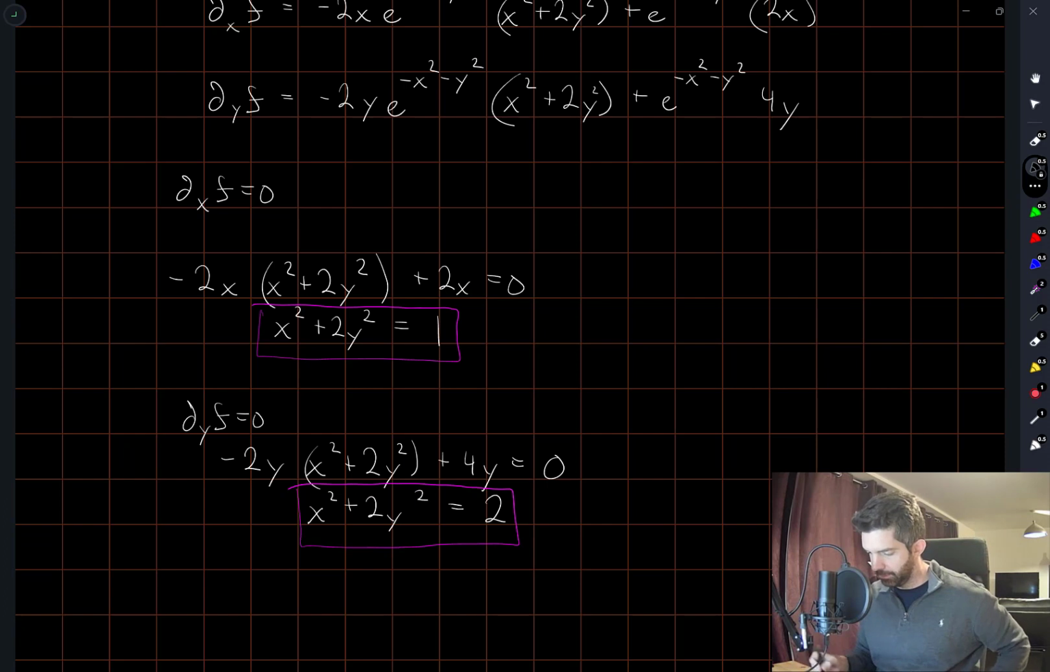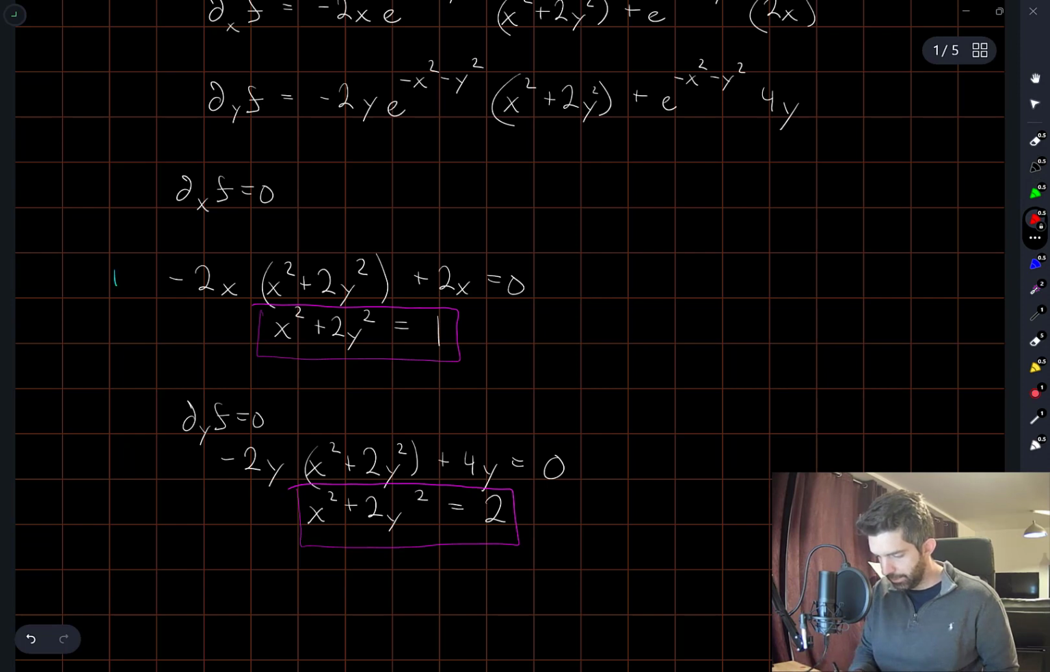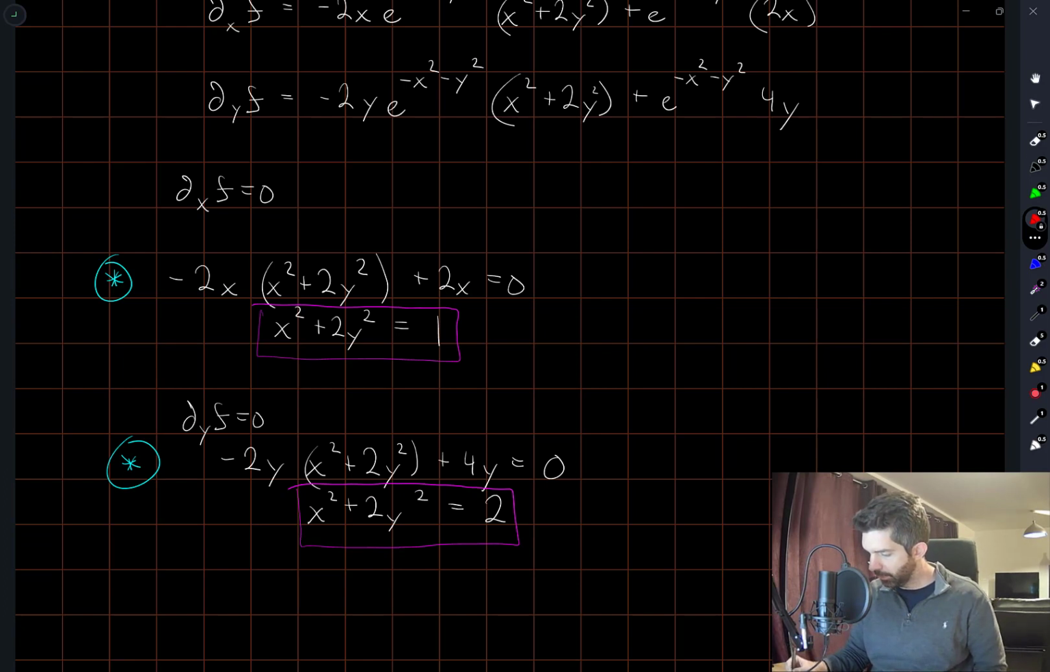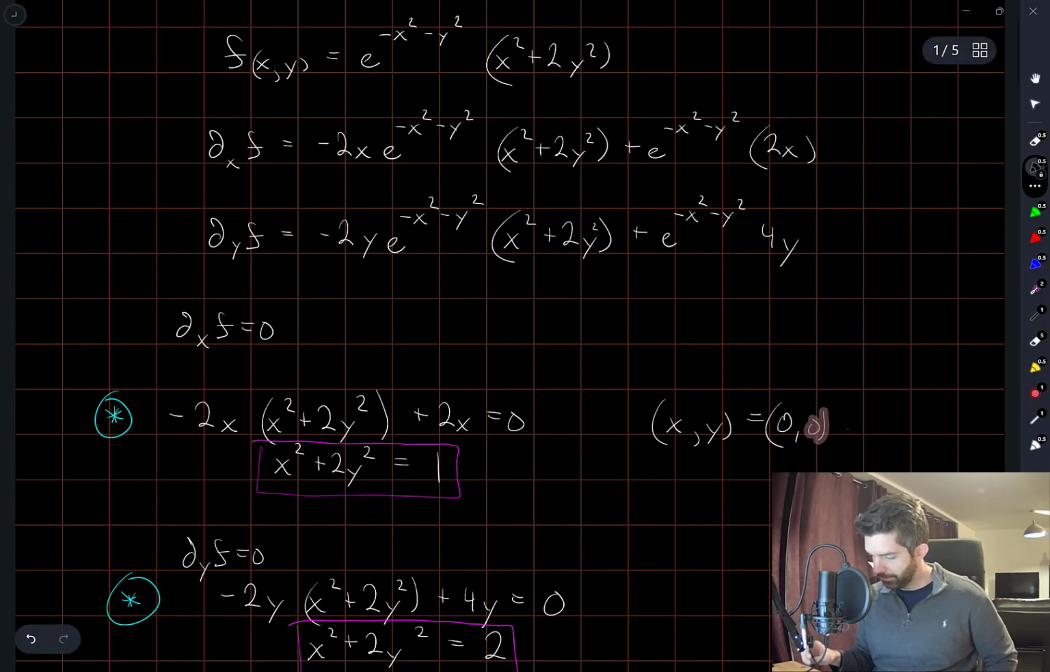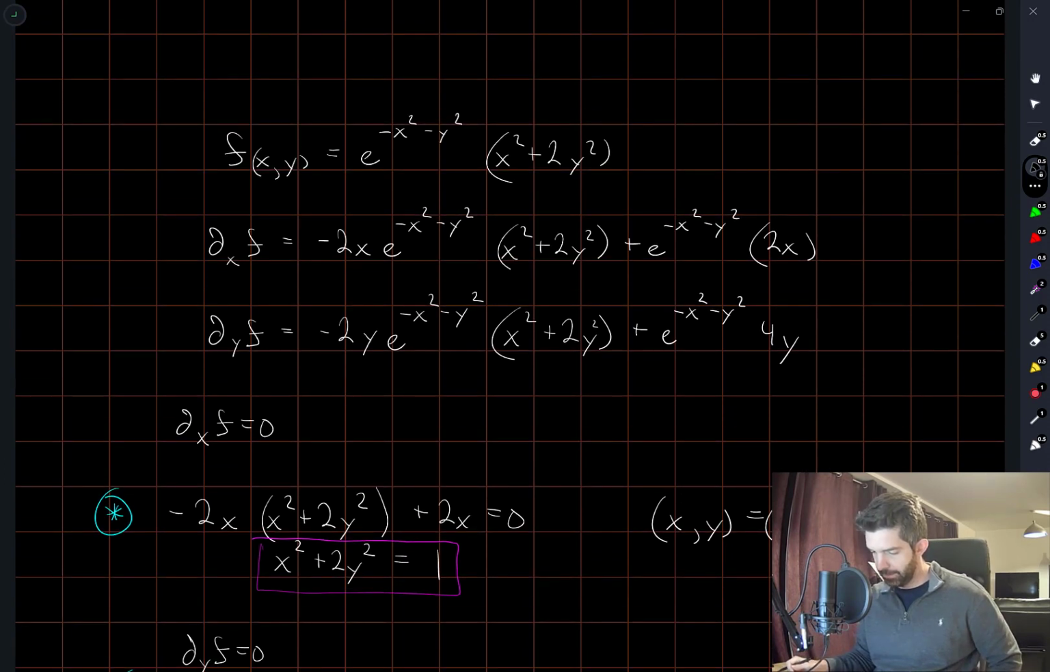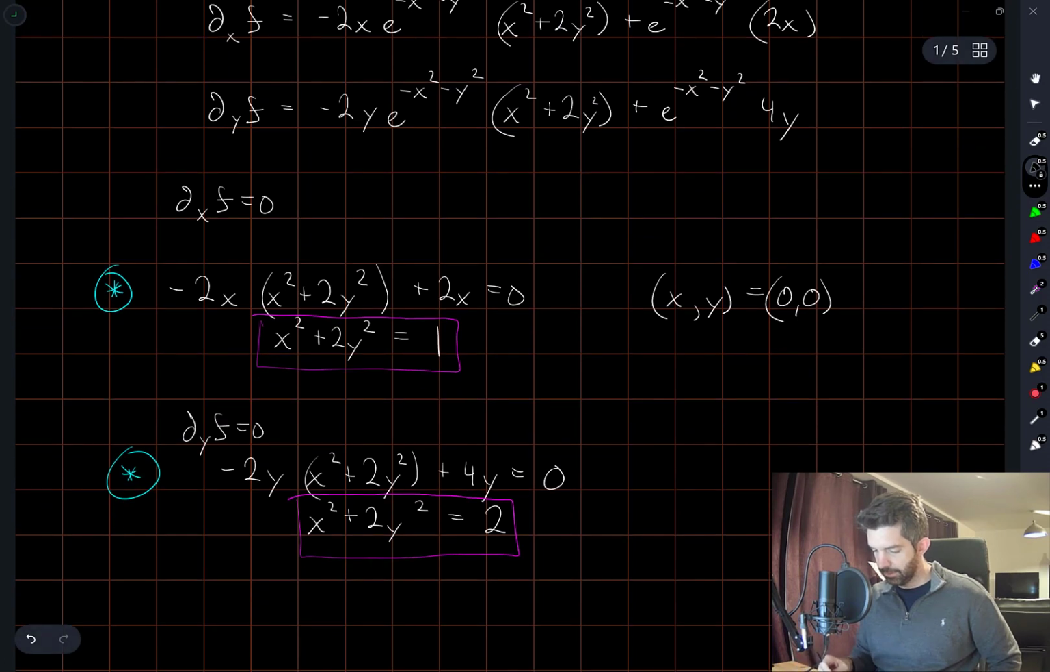I do in fact have a little bit of an error here. If I look at these two equations, those are satisfied when x and y are both equal to 0. So I can have the partial derivatives being equal to 0 when both x and y are equal to 0. So let me get rid of this and cross that out.